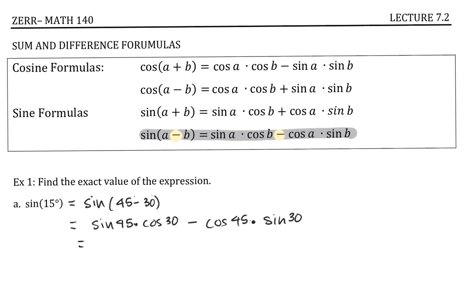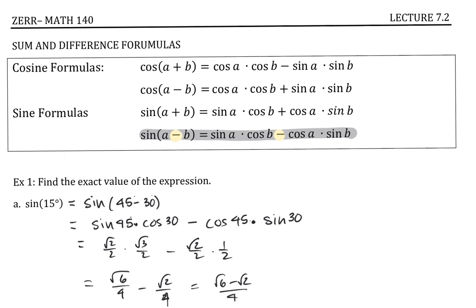So sine of 45 degrees, that's square root of 2 over 2. Cosine of 30, that is square root of 3 over 2. Cosine of 45, square root of 2 over 2. And sine of 30 is 1/2. And then just multiplying on the top, square root of 2 times square root of 3 would be square root of 6, and then that would be over 4. And then the second one is square root of 2 over 4, which simplifies to square root of 6 minus square root of 2 all over 4.